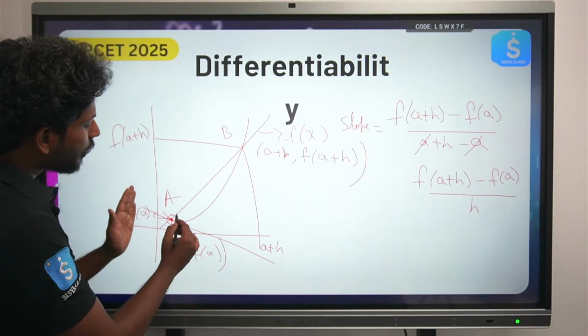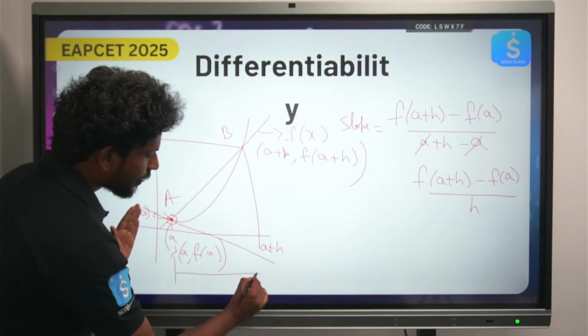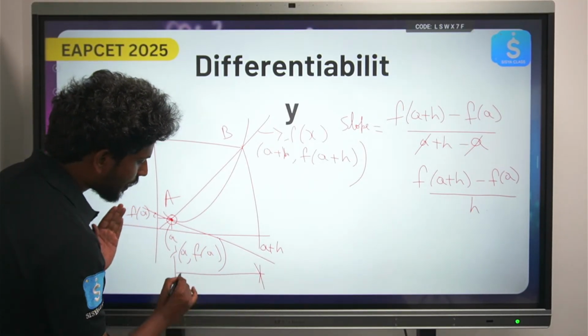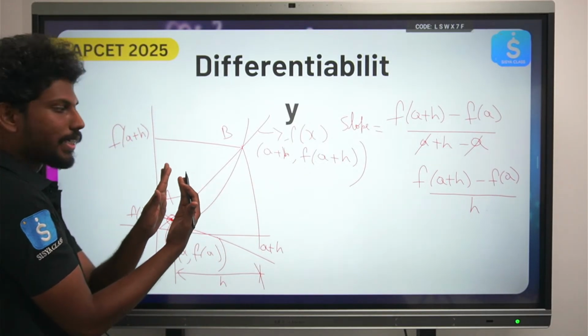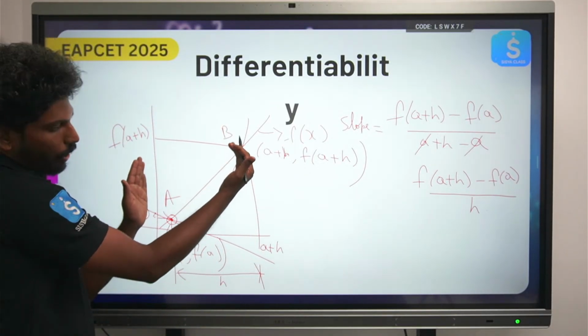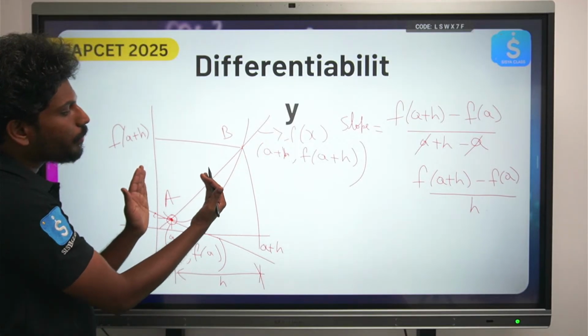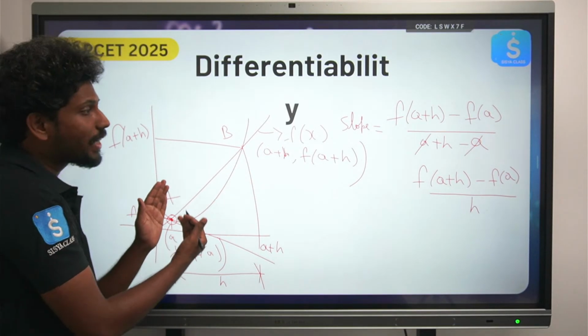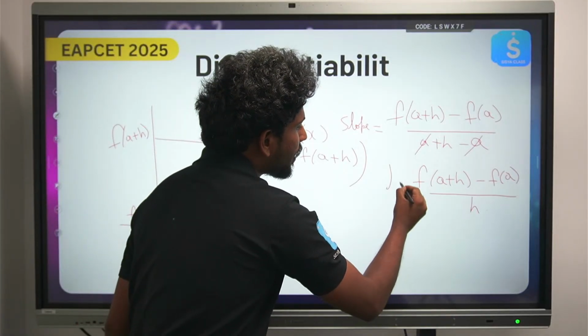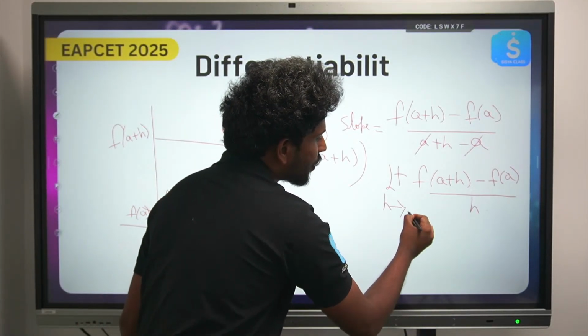But if I try to reduce this distance, what is this distance? This distance is totally h. Now if I try to slowly reduce this distance, over a period of time the secant line will be approximated to a tangent line. So what do I do? I'll just tend this h to 0.